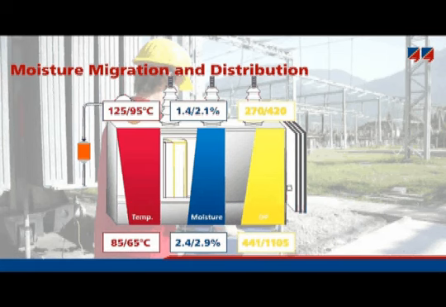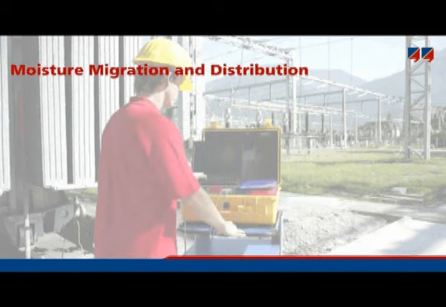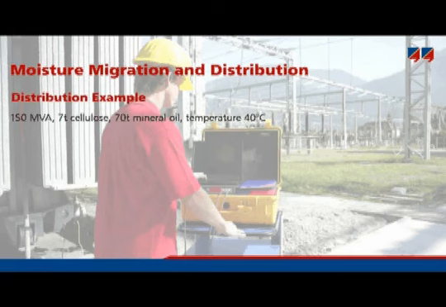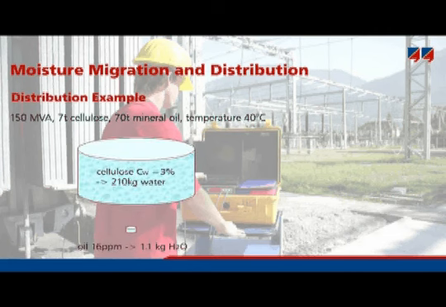The following example illustrates the moisture distribution between the liquid and solid insulation. A large power transformer of 150 MVA will have approximately 7 tons of cellulose and 70 tons of mineral oil. Assuming a moisture content of 3%, this means that this transformer has 210 kilograms of water in the solid insulation. The oil will contain only 1 kilogram of water, although there are 70 tons of oil inside.